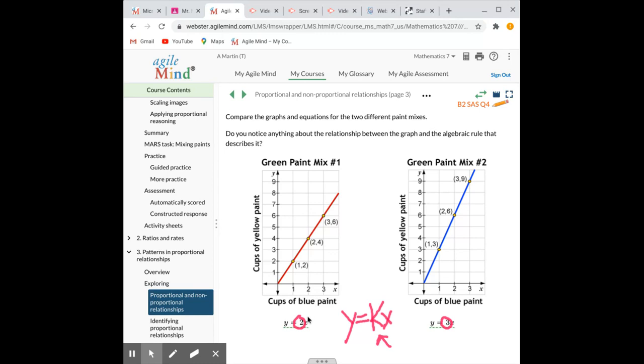All right. And so what about for graph 2? I go over 1 and I'm going up 3. And then I go over 1 and I go up 3. And then I go over 1 and I go up 3. Perfect. Now we're starting to get in there. Now we're getting it.